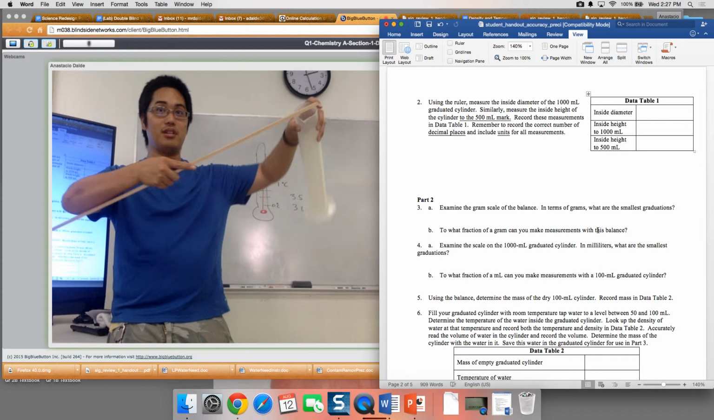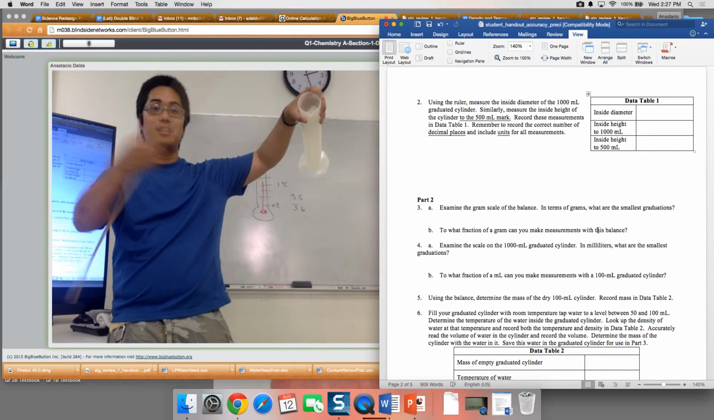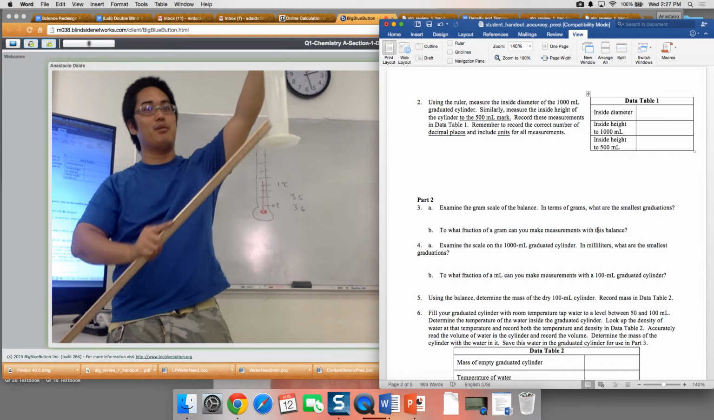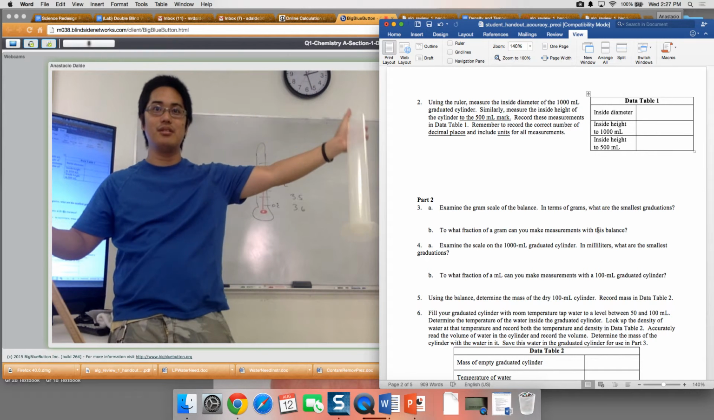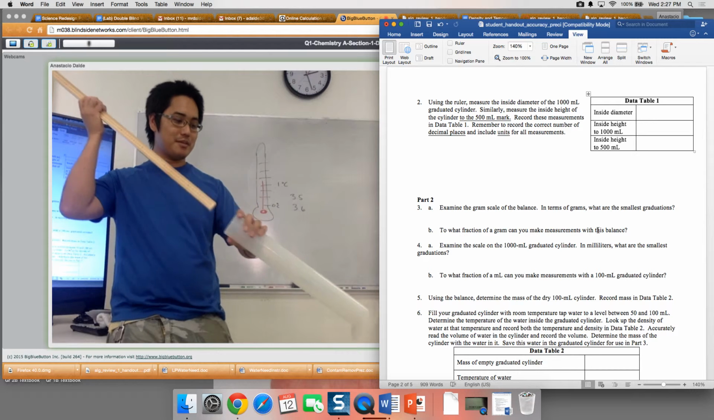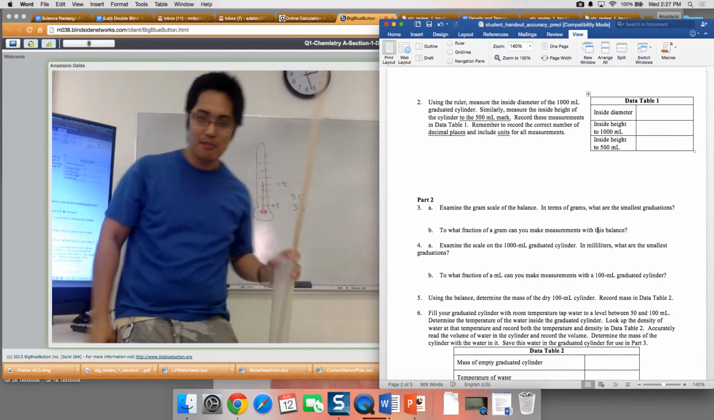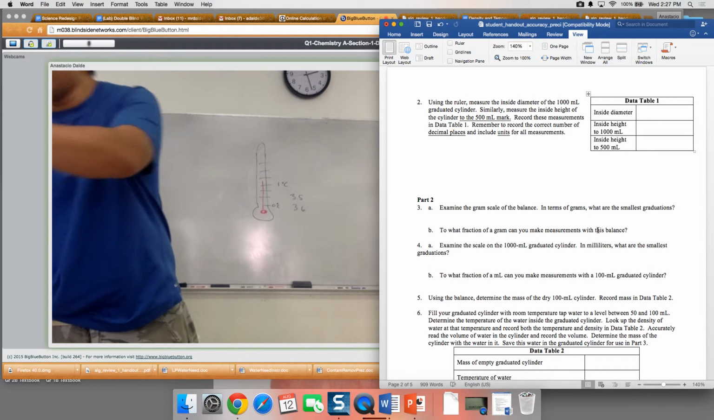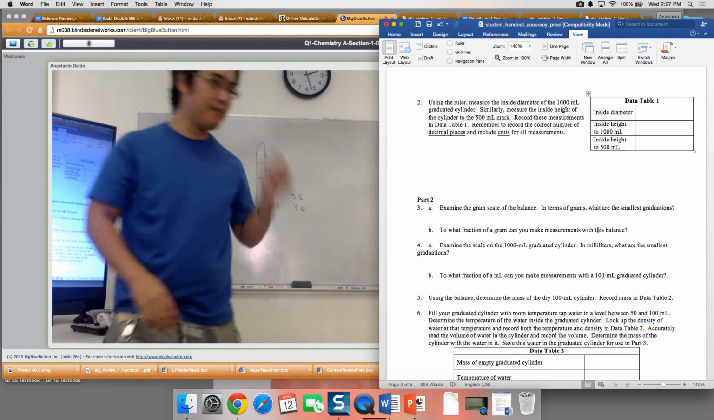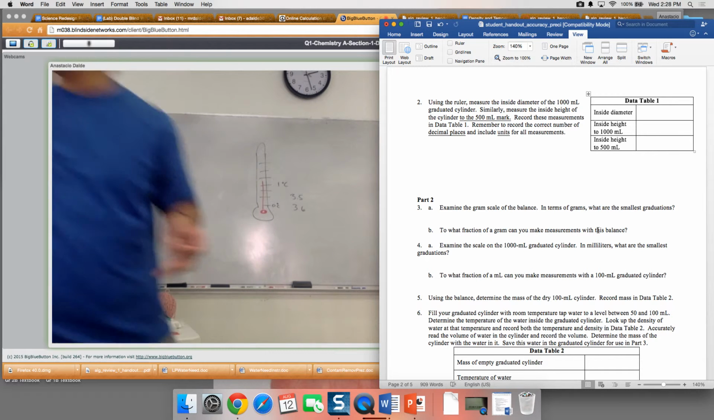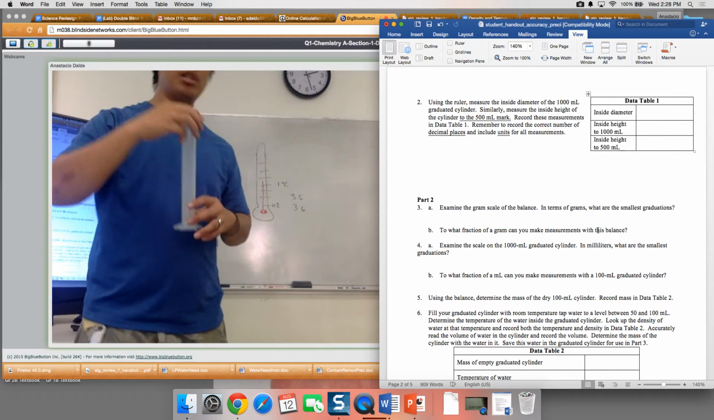So if you get the diameter, you can tell me what the r is, right? You use pi r squared to get the area of this. And to get the volume, all you do is multiply that by whatever height you're talking about. Cool? So you can tell me what the volume is by actually measuring this. And that's what part 1 is. Part 2 is, I want you to get the density of water for me.